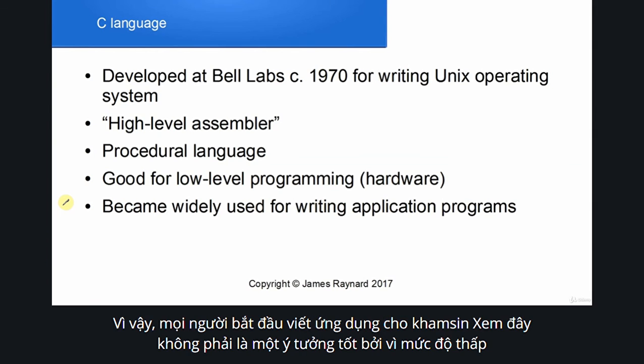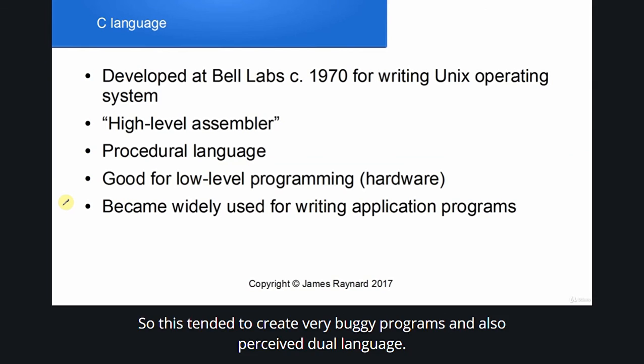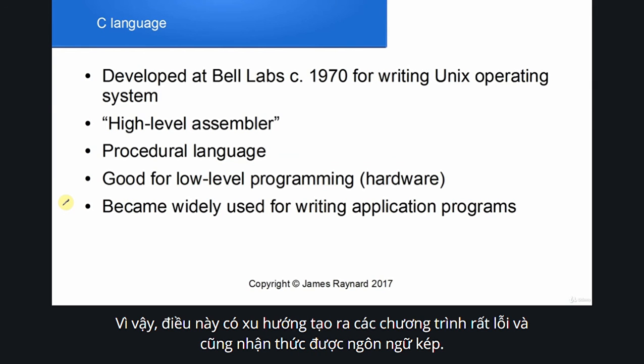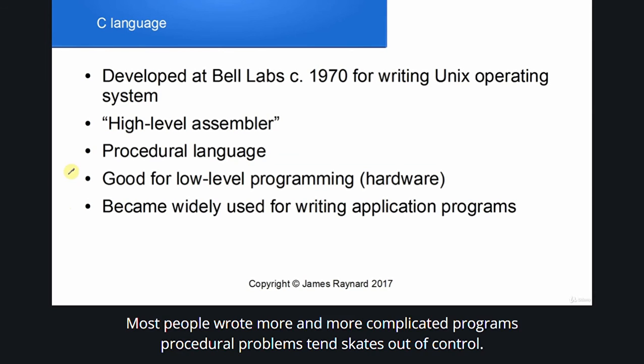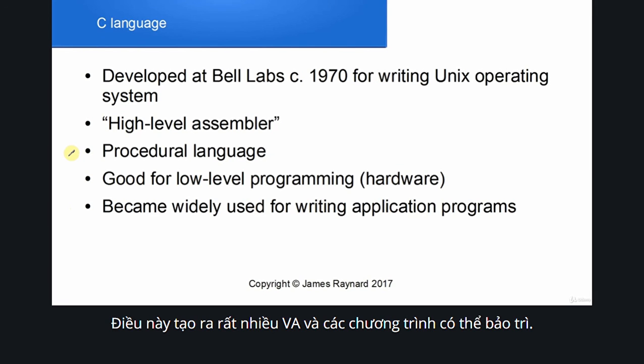So people started writing application programs in C. This was not such a good idea because the low-level features for poking around with hardware were still in there. So this tended to create very buggy programs. And also, as people wrote more and more complicated procedural programs, they tended to get out of control, and this created a lot of unmaintainable programs.